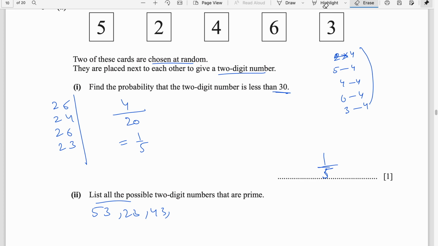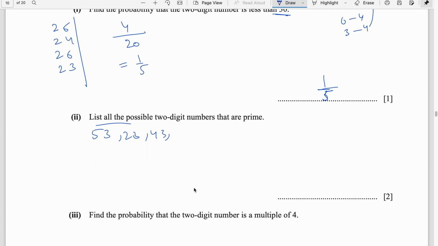Let's check with the remaining 2. 65 no, 62 no, 64 no, 63 no. For the last number, 35 is not prime, 32 not, 34 not, 36 not. So we only have 3 prime numbers, which are 23, 43 and 53.